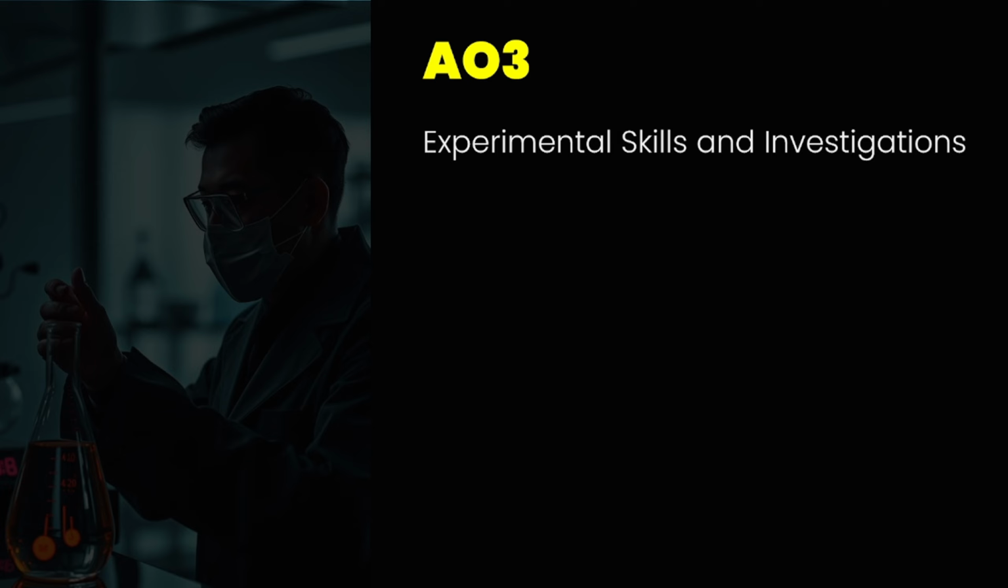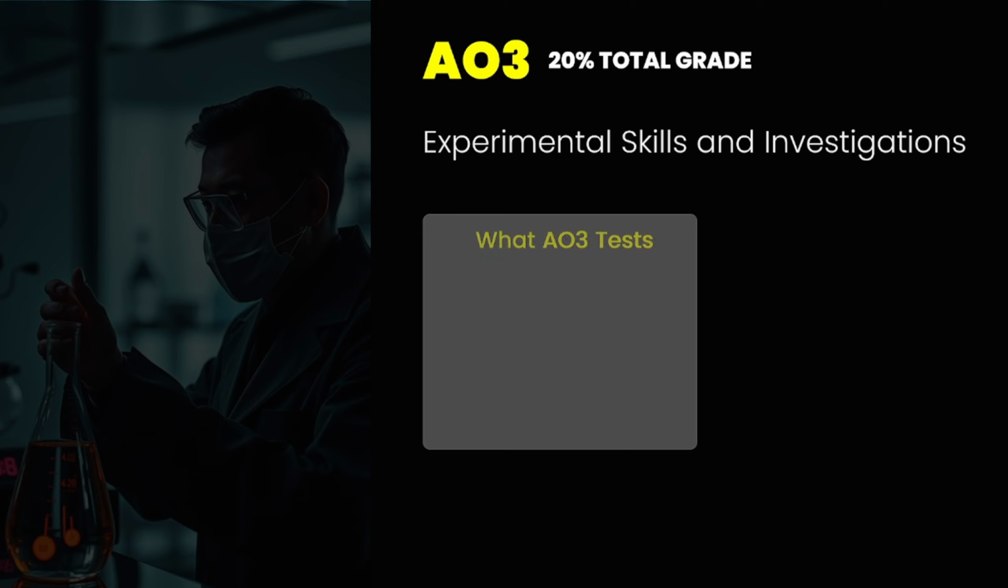Finally, AO3, experimental skills and investigation. This final assessment objective, AO3, focuses on your experimental skills. This is worth 20% of your total grade, and it tests either through a real lab practical, Paper 3, or a written version of it, which is Paper 4, ATP, alternative practical. In simple terms, AO3 wants to know, can you think and work like a scientist in a lab?